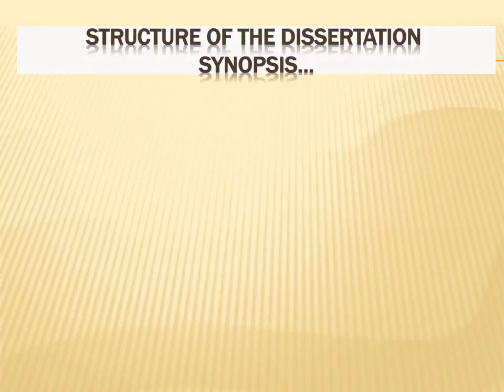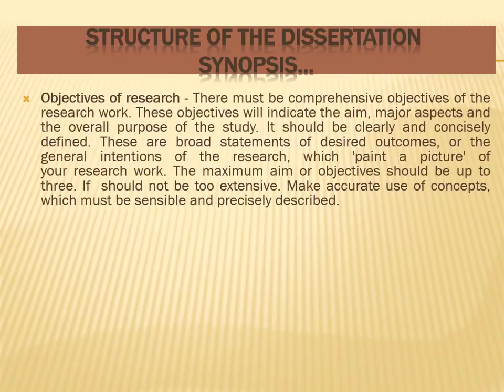The next step is objectives of research. There must be comprehensive objectives of the research work. The objective can be one and maximum three, not more than that. These objectives will indicate the major aspects and the overall purpose of the study. It should be clearly and concisely defined.